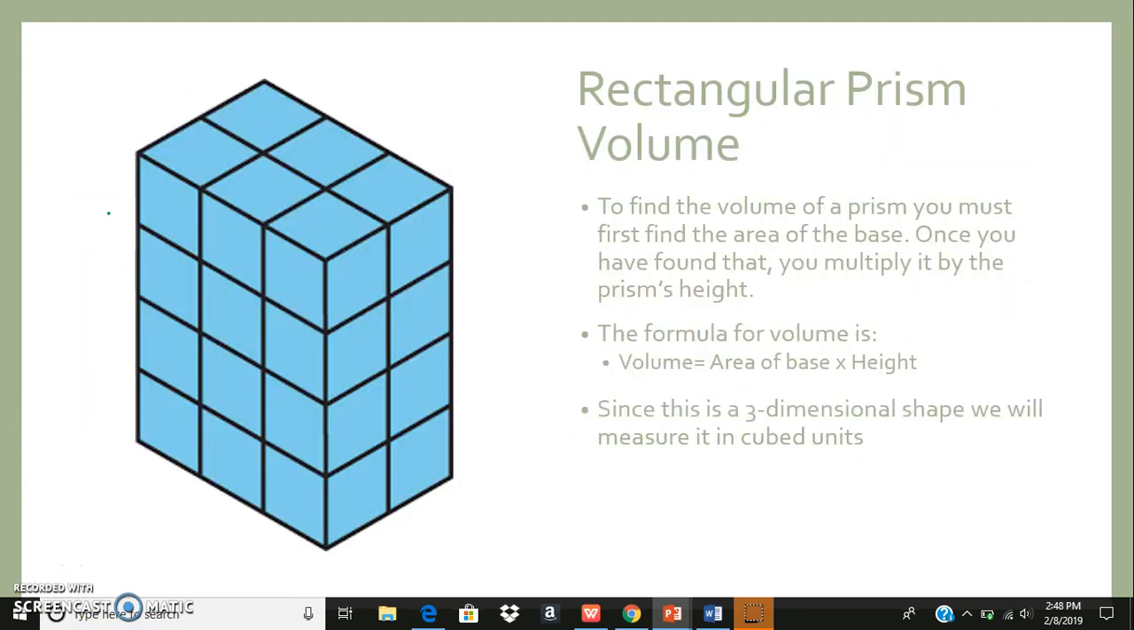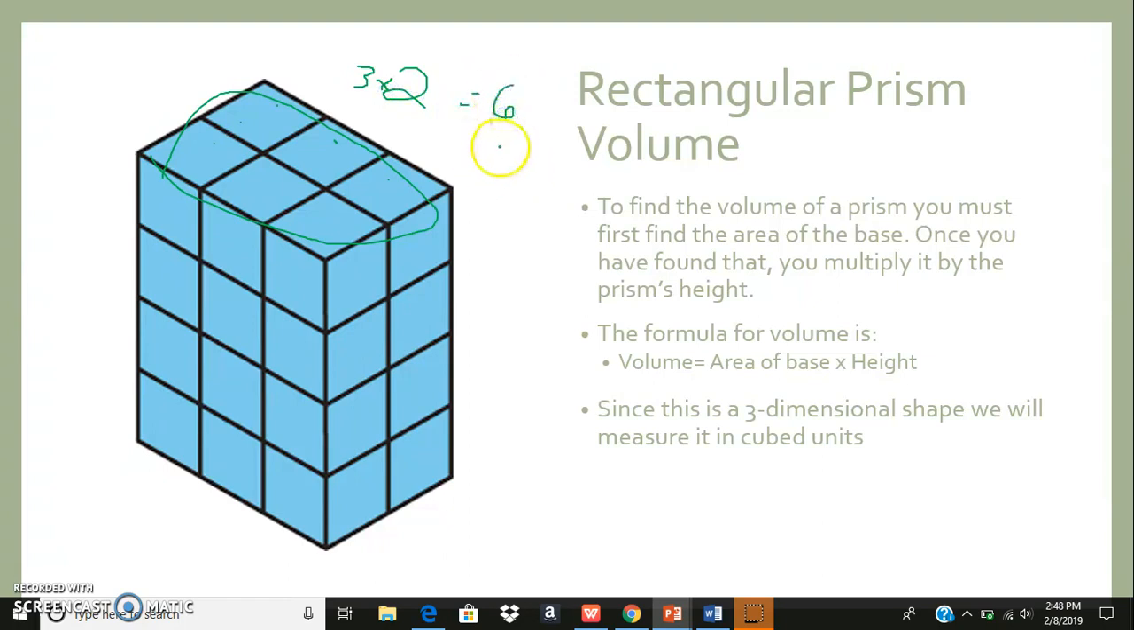So the first one that we're going to try to figure out the volume for is a prism. To find the volume of a prism, you must first find the area of the base. Once you've found that, then you can multiply it by the prism's height. So right here we have the base, and if we were to multiply this like we normally do for the base's area, then we would do 3, because there's 3 of these cubes, times 2. So 3 times 2 is 6.